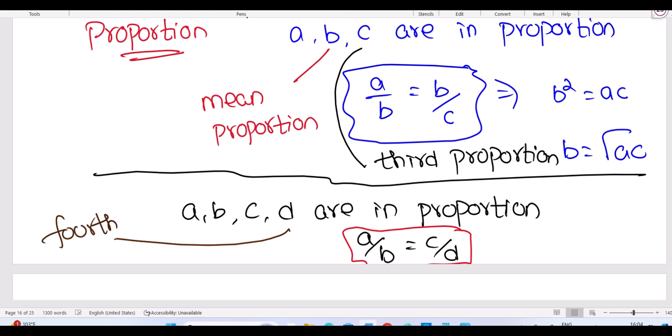In ABCD, B and C are both mean proportional. B and C both are in the middle, so both will be called mean proportion. Both are mean values, mean middles. And the fourth, D, can be given a terminology like fourth proportion also.